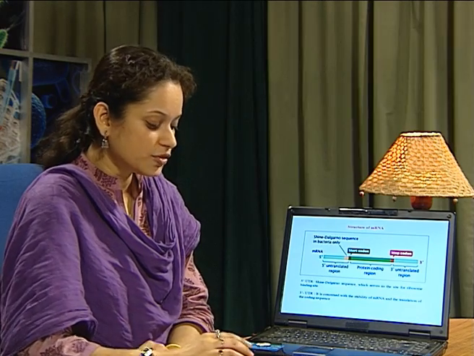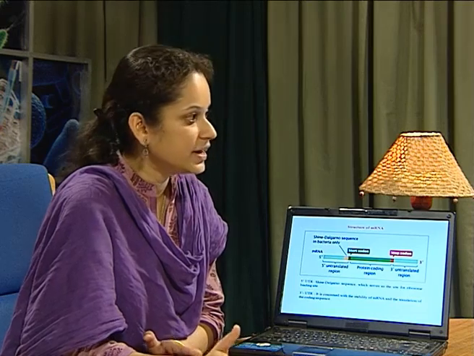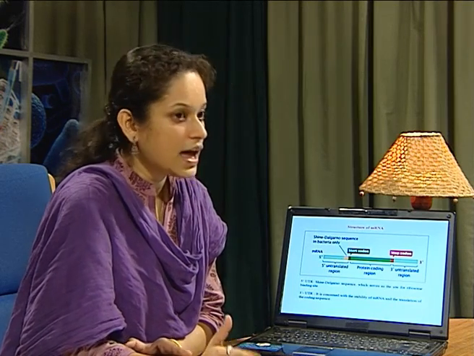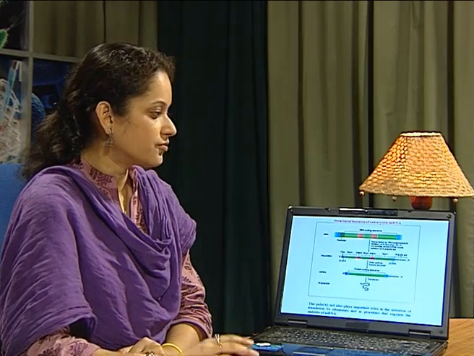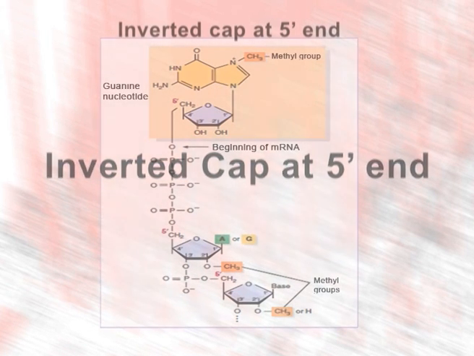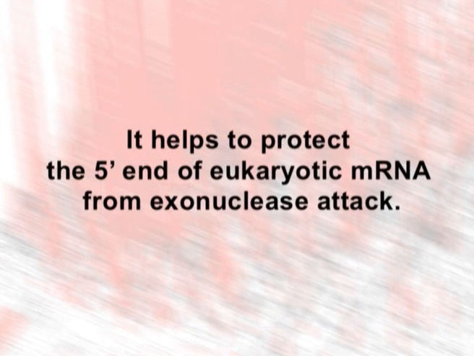Now let us move to the other characteristic features which are found exclusively in eukaryotic mRNA and absent in prokaryotic mRNA. The first of that is the cap. A cap is present at the 5' end of mRNA. Since it is present at the 5' end, it helps to protect the 5' end of eukaryotic mRNA from exonuclease attack.